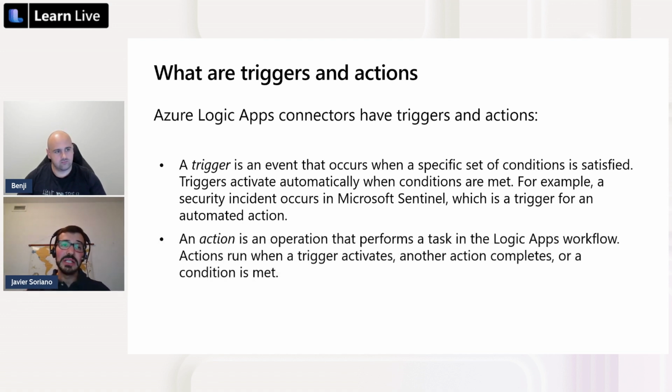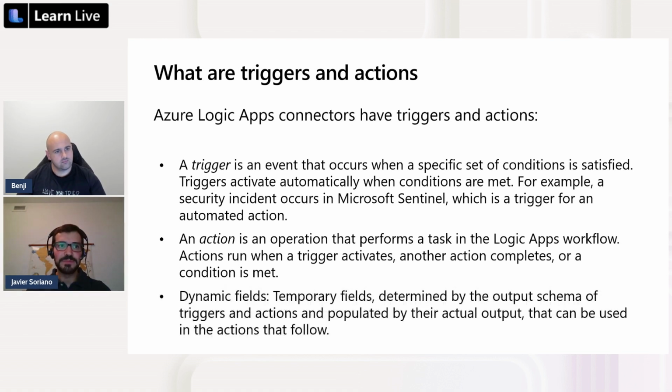Then we have actions. An action is an operation that performs a task in the workflow of the Logic App. In the case of Sentinel, for example, we have things like update the incident, or maybe add an alert to an existing incident. An action runs when the trigger activates. You have a flow that goes in order, and we'll see that in Benji's demo, and then another action completes or a condition is met.